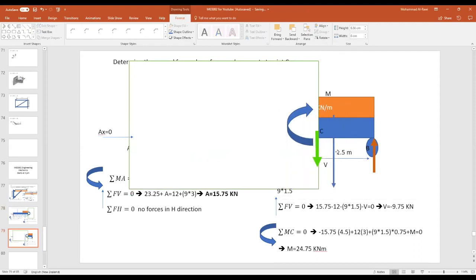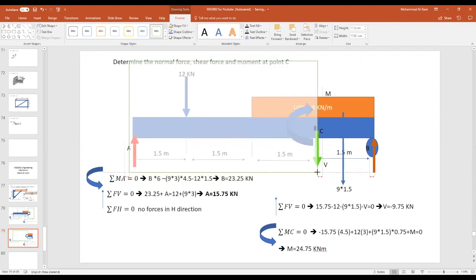And that UDL will be here. And we don't need this. We can hide everything, and we don't need this value. So we put here, it will be 9 times, what's the distance? Still 1.5, correct? Do you remember what's the value for B?